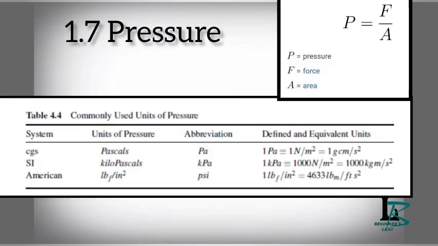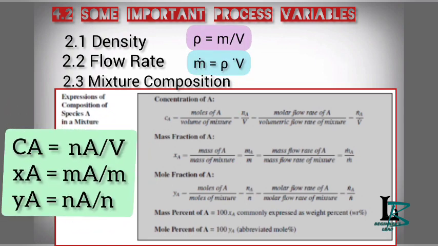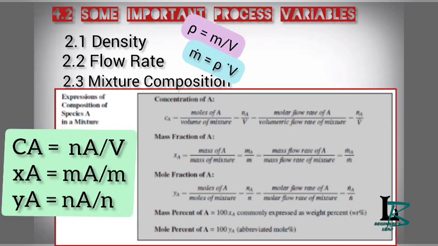Pressure, which is equal to force by area. The commonly used units of pressure are shown in the table. Some important process variables: density, flow rate and mixture compositions. The equations are also shown here.